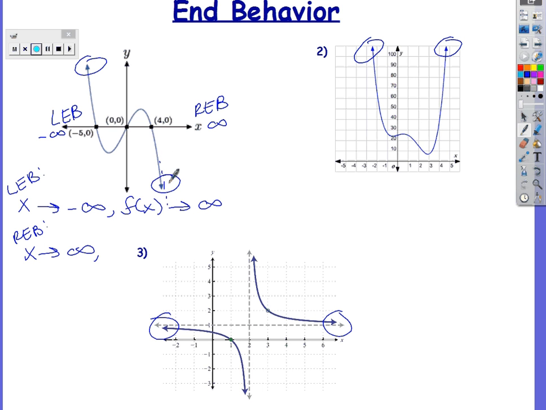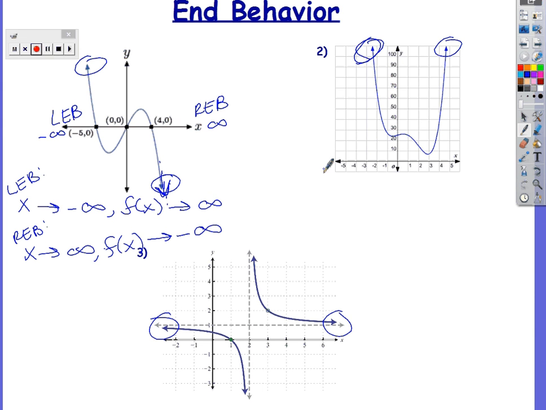On the right side, you have an arrow pointing downwards, so that's f of x, wrong notation, f of x approaches negative infinity. All right, let's look at number 2.